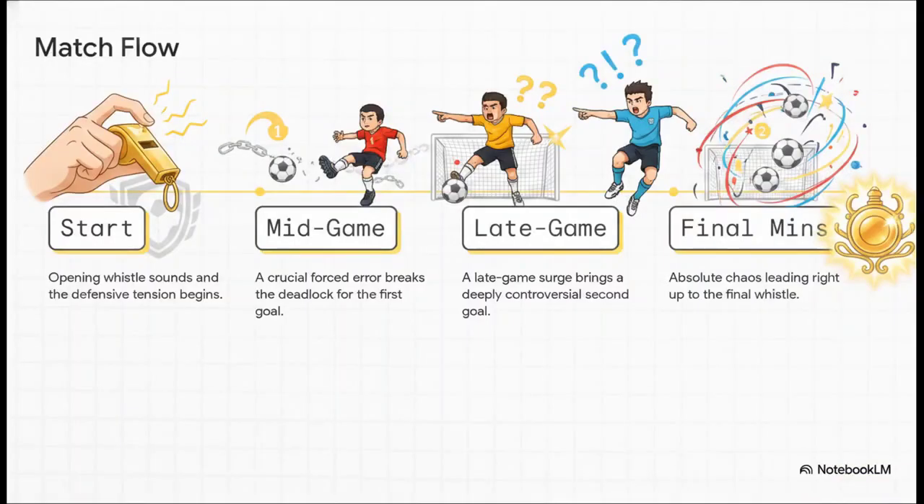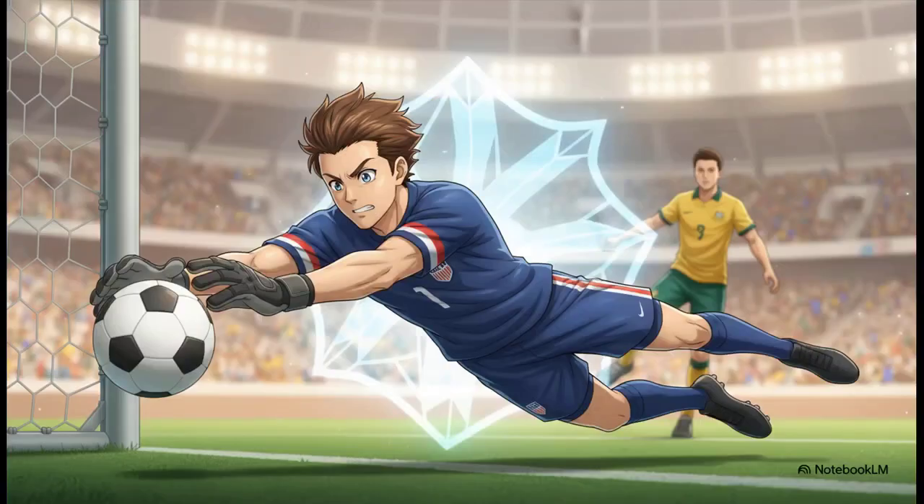So, here's our match flow. We start with the opening whistle and some serious early defensive tension. Moving into the mid-game, a forced error breaks the deadlock. Then, a late-game surge brings a pretty controversial second goal, which leads us right into the absolute chaos of the final minutes. Taking a look at those opening moments, the broadcast highlights the first save of the afternoon.